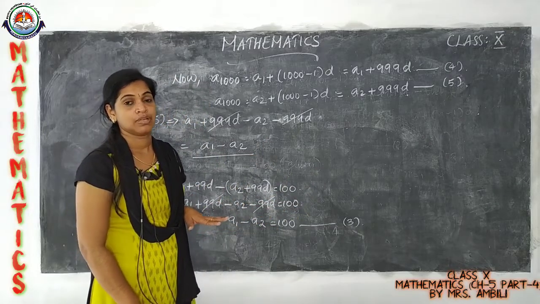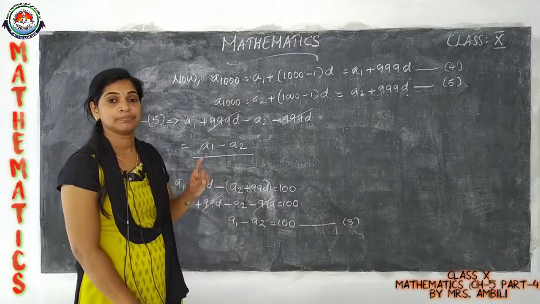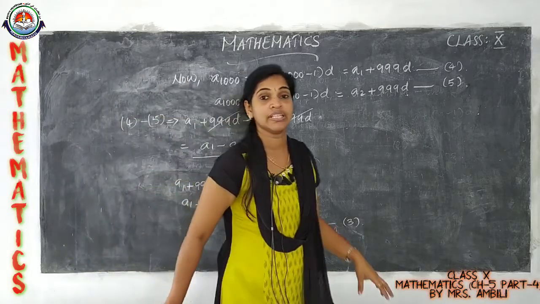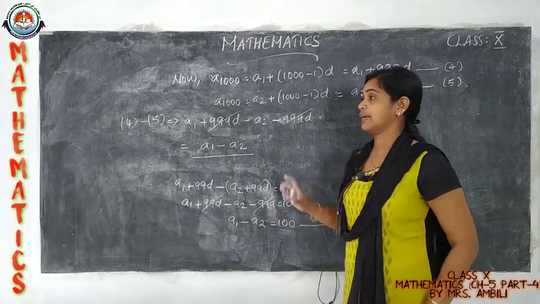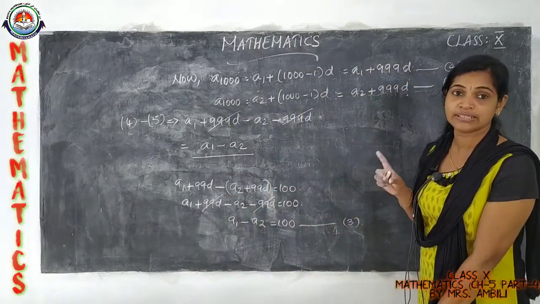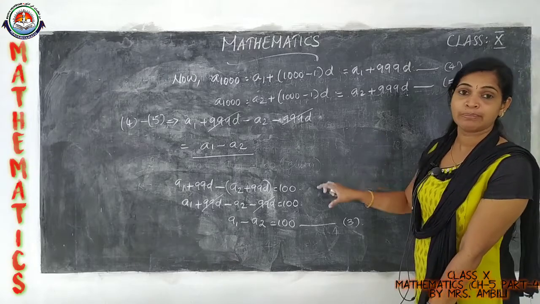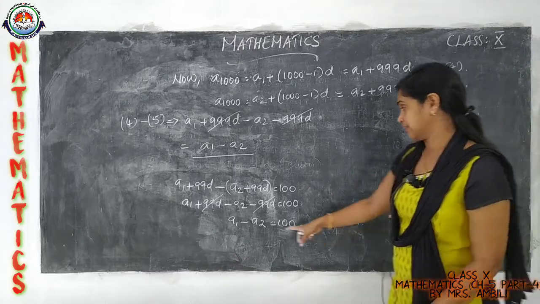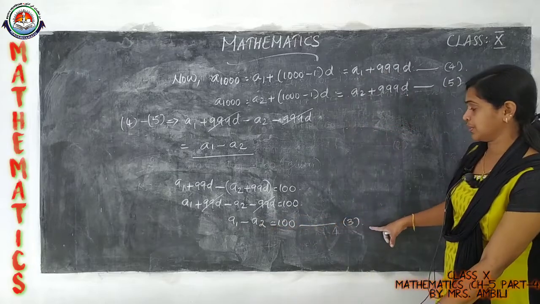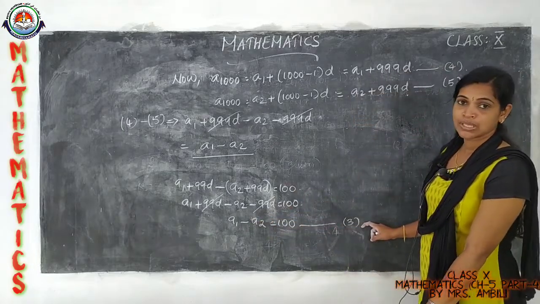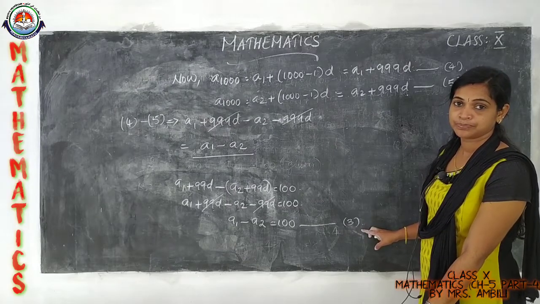1 minus 2. What we got? A1 minus A2 equal to 100, because it is already given in the question. Difference between their 100th term equal to 100, it is given. So we applied that there. So we got A1 minus A2 equal to 100. So we form a third equation.